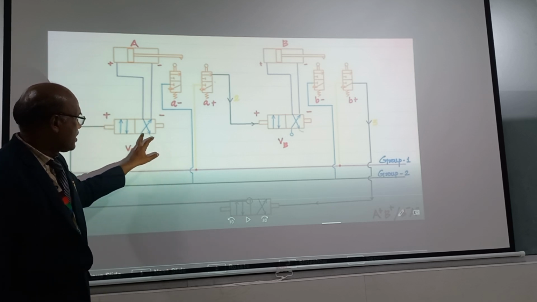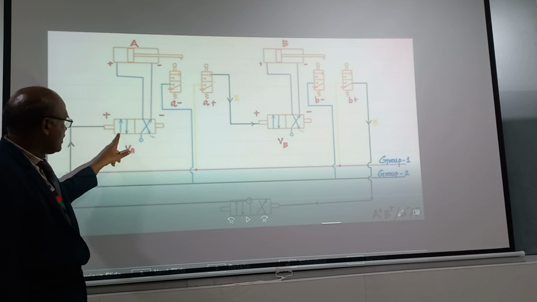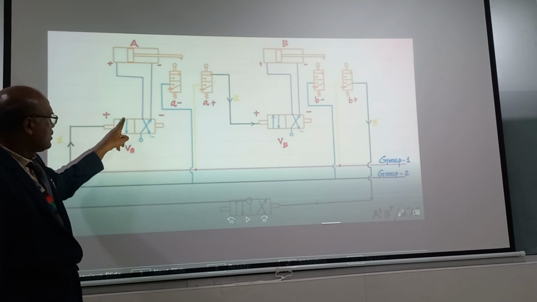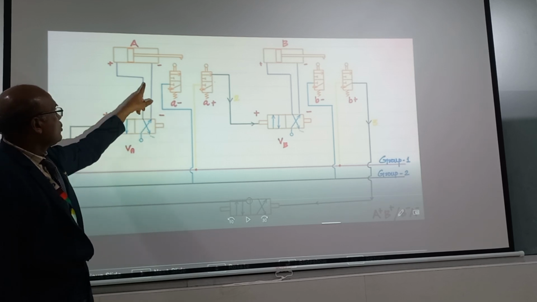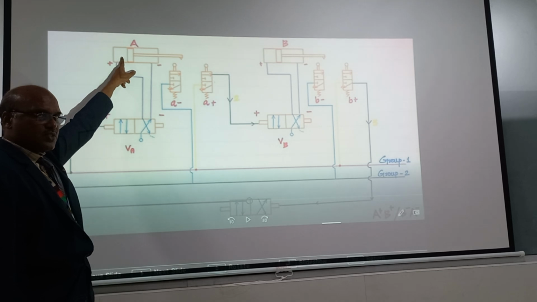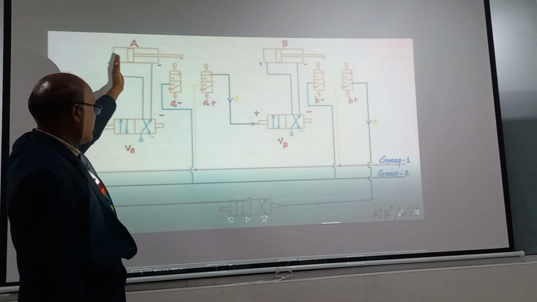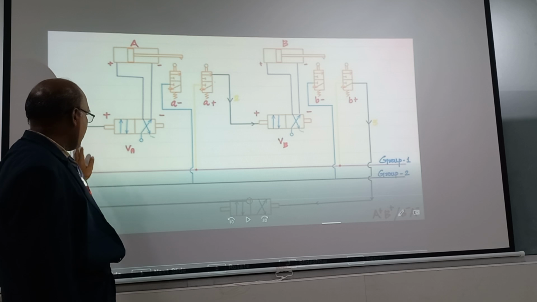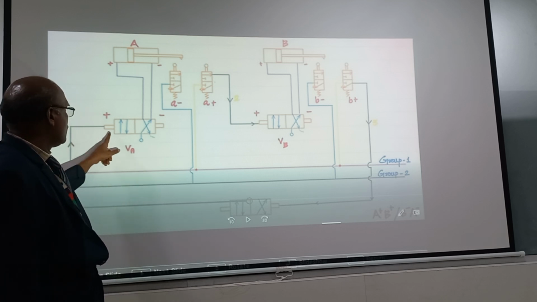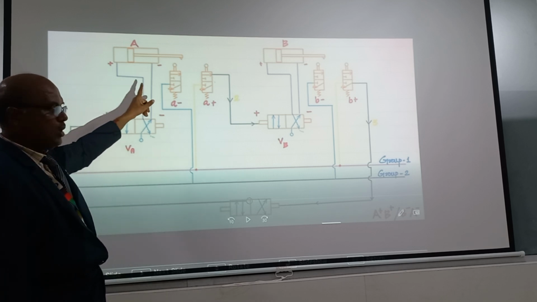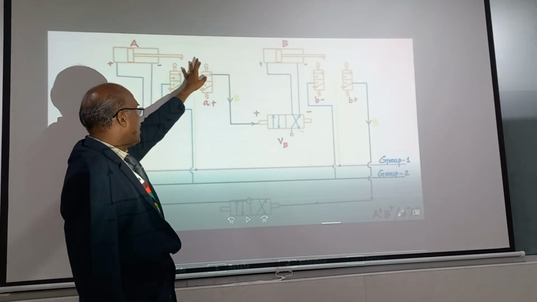High pressure line will come here and here to here, here to here, here to here, and move to the piston and other cylinder. Now the piston and cylinder extends. Piston extends because of direct connection from group 1 to valve A. Now valve A extends.